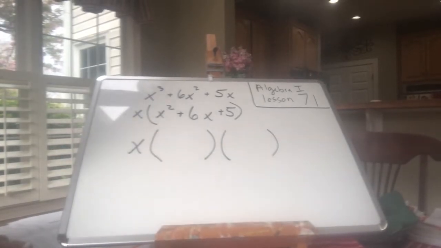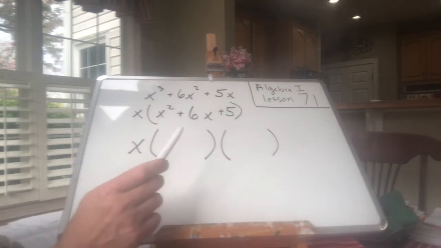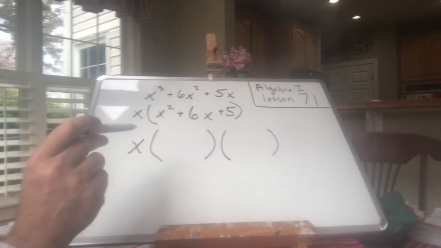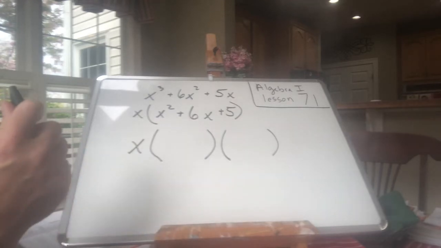Okay, Algebra 1. We are here with lesson 71, and this lesson is entitled Trinomials with Common Factors. Now in lesson 69, if we remember, we were factoring trinomials. We were just factoring them. Now we're factoring them with common factors.